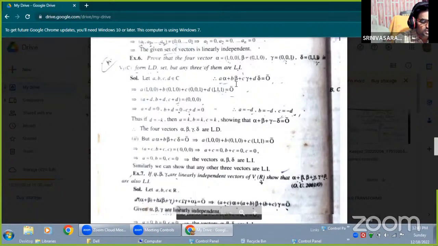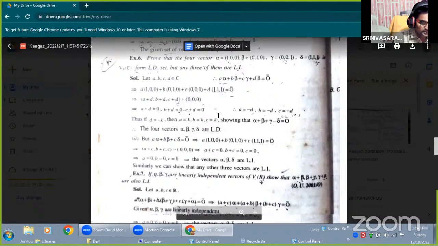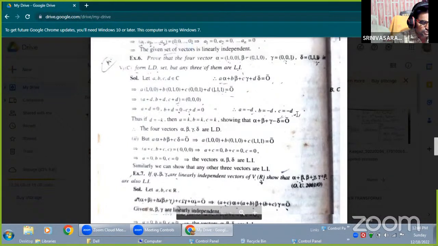Substituting these values in the above expression, K alpha, K beta, K gamma, K del equal to 0. K must be common. Now K is common, so we get alpha plus beta plus gamma minus del equal to 0 bar. So when all scalars are not equal to 0, we get that the given system of vectors is linearly independent.